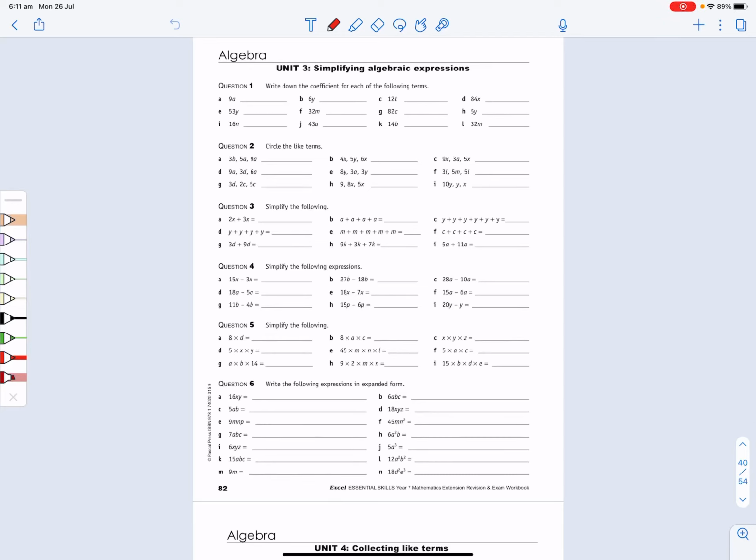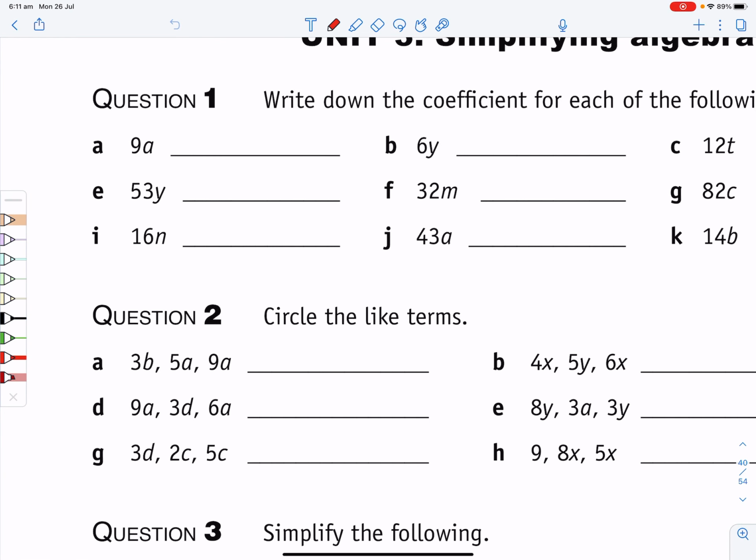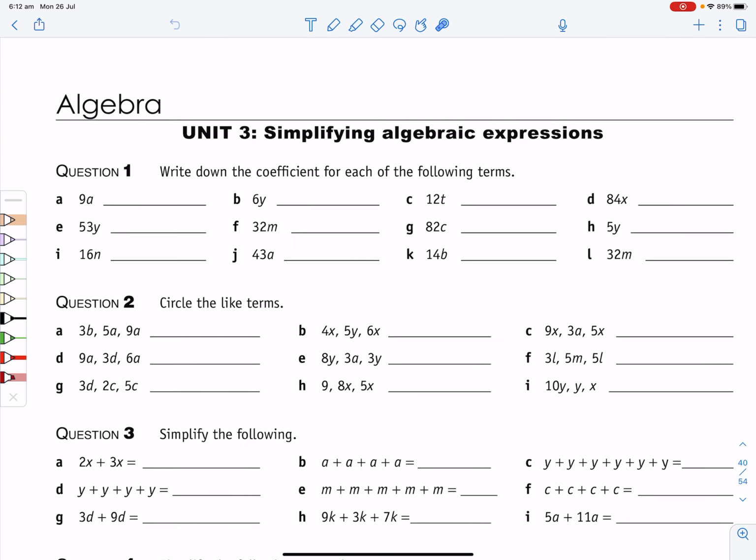Okay, so what we have now is simplifying algebraic expressions. Have a look at question 1. You can see here that the 9a is called the term. And the coefficient: write down the coefficient of each of the following terms. The coefficient is always the number in front of the pronumeral.